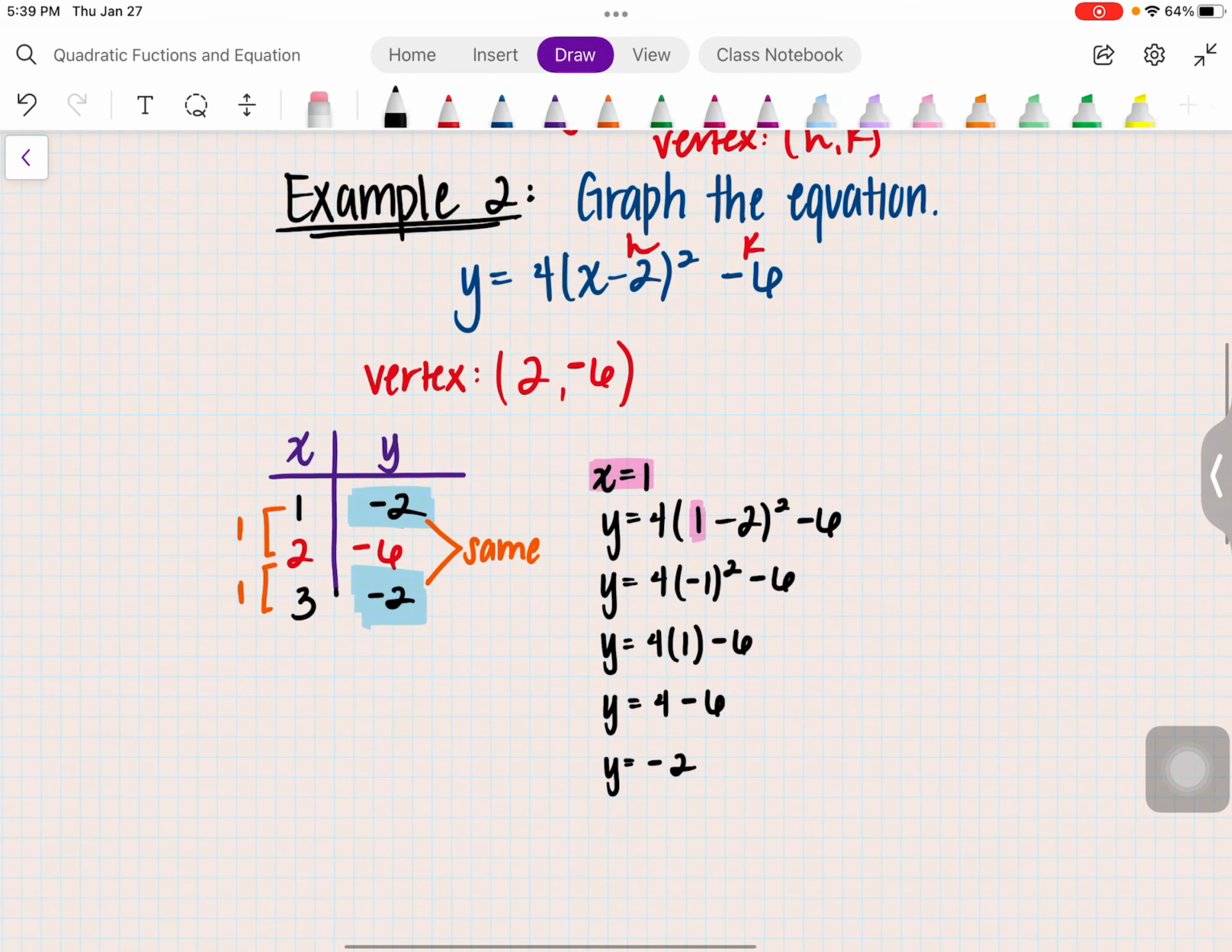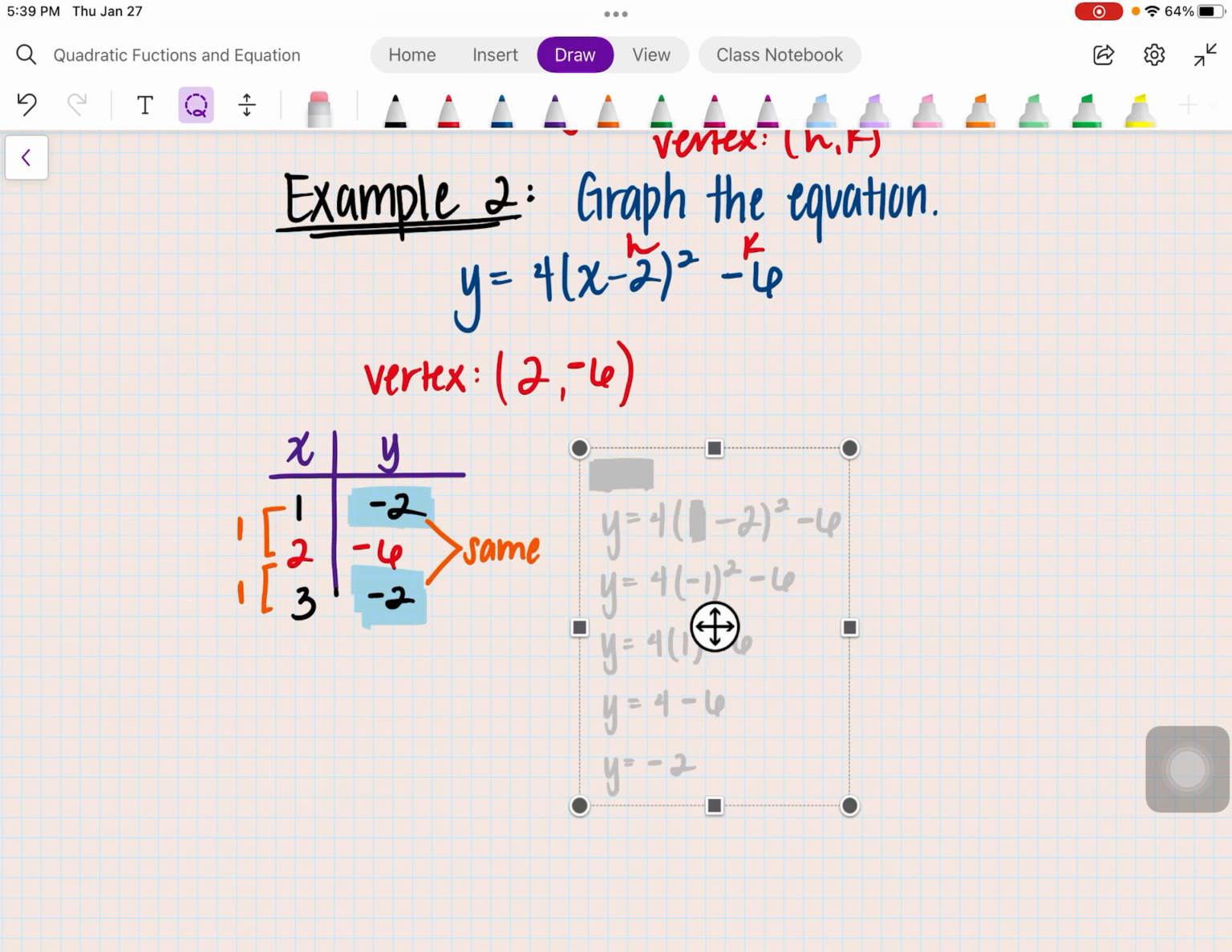So from here, guys, all we have to do is graph. So I'm going to go ahead and just move this to the side so I can graph it.